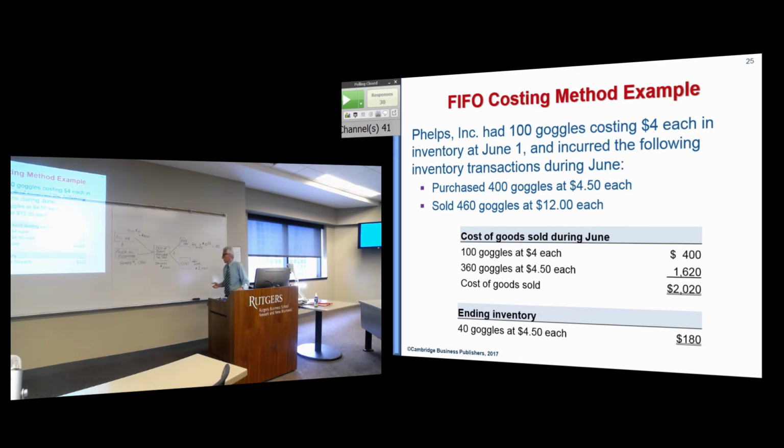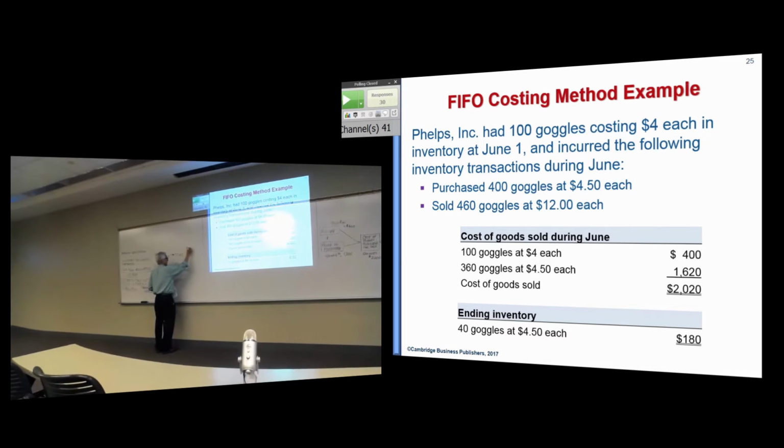Now, a couple of things to notice. The balances: 180 plus 2,020 is 2,200. So it's an allocation process, and in fact, let me list that right here. If I'm using FIFO, this scoreboard tells us that out of the total amount available, the income statement is going to be charged 2,020, and the inventory is going to be on the balance sheet at 180.